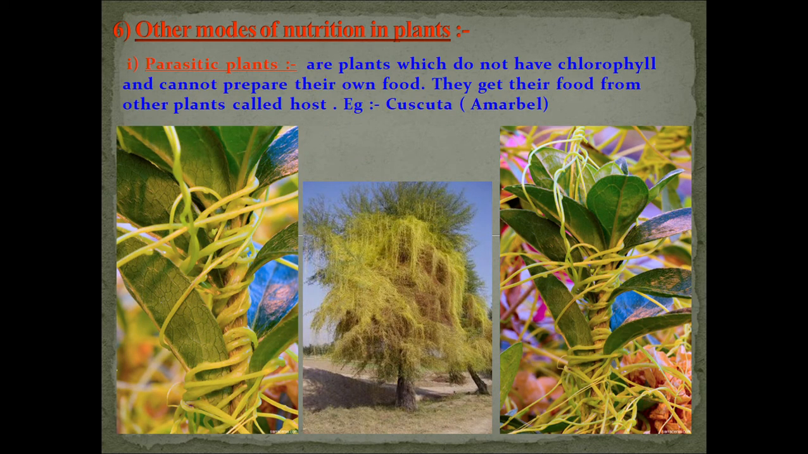Other modes of nutrition in plants. Parasitic plants are plants which do not have chlorophyll and cannot prepare their own food. They get their food from other plants called hosts. Example, Cuscuta, which is known as amarbel. Here you can see, this yellow-like tubular structure is the cuscuta.